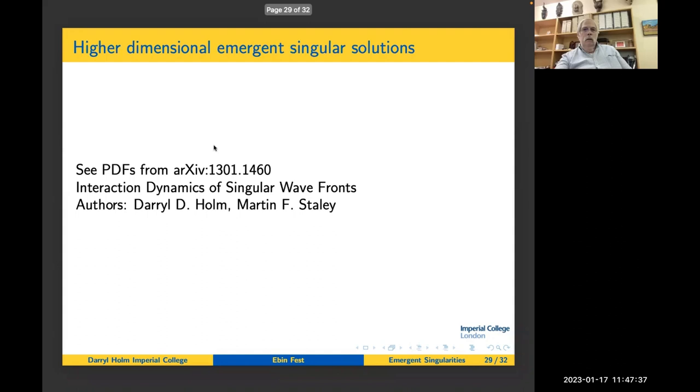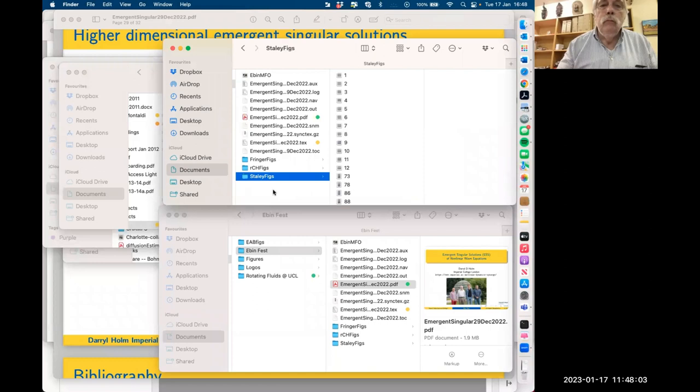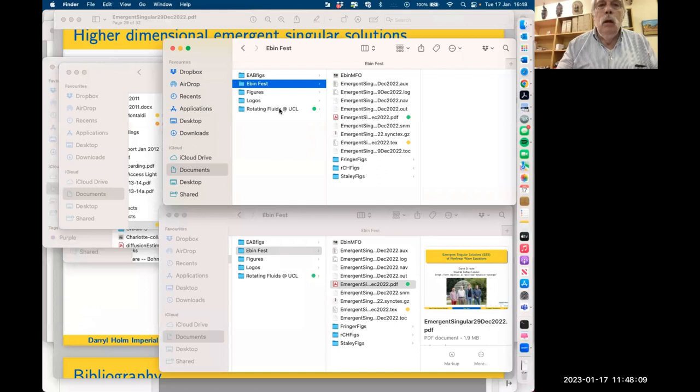Okay. So now I have some more things to show. I'm almost done, I guess. I have what happens in higher dimensions. What about higher dimensional emergent singular solutions? So for that, I'm going to stop and go show you some more figures.